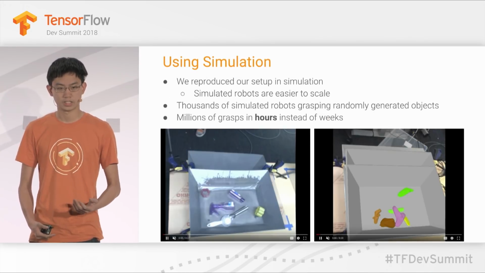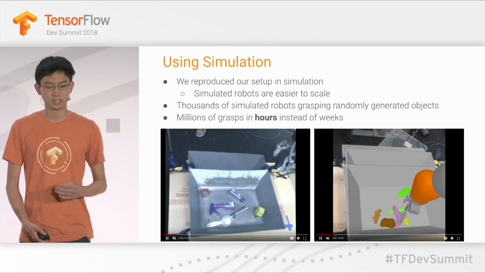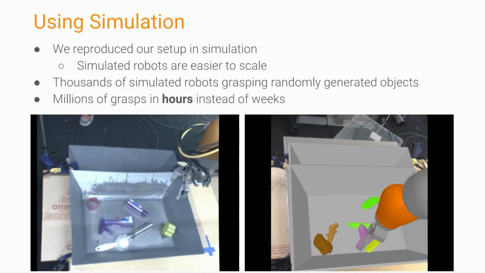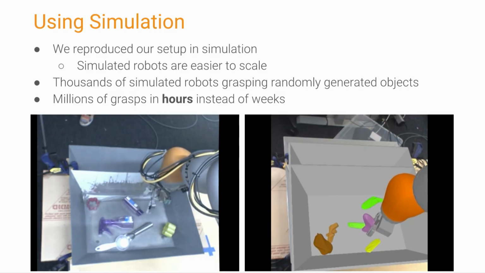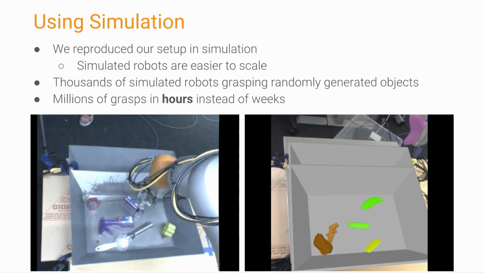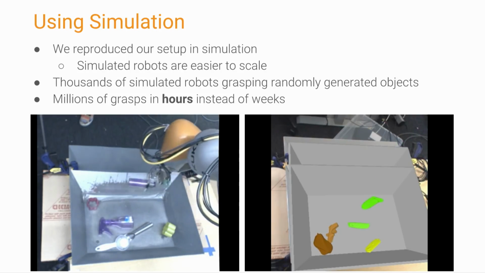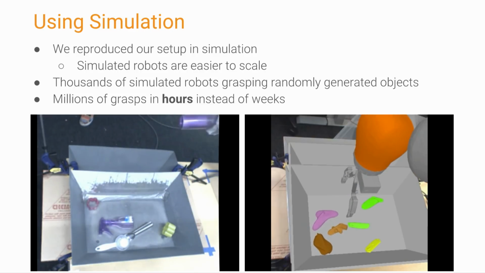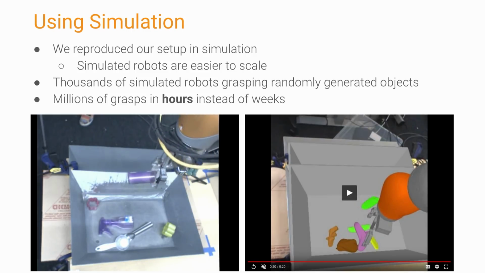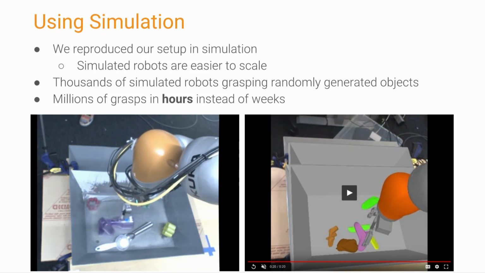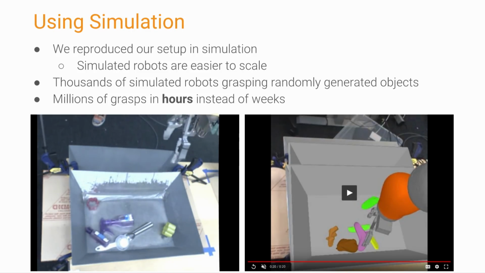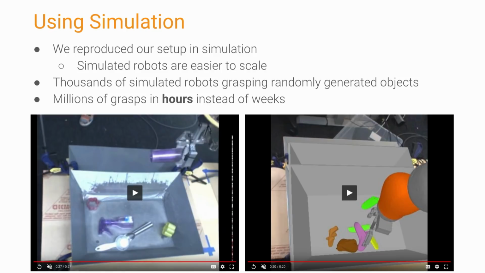One approach for doing this is simulation. So in the left video here, you can see the images that are going into our model in our real-world setup. And on the right here, you can see our simulated recreation of that setup. Now, the advantage of moving things into simulation is that simulated robots are a lot easier to scale. We've been able to spin up thousands of simulated robots, grasping various objects. And using this setup, we were able to collect millions of grasps in just over 8 hours, instead of the weeks that were required for our original data set.